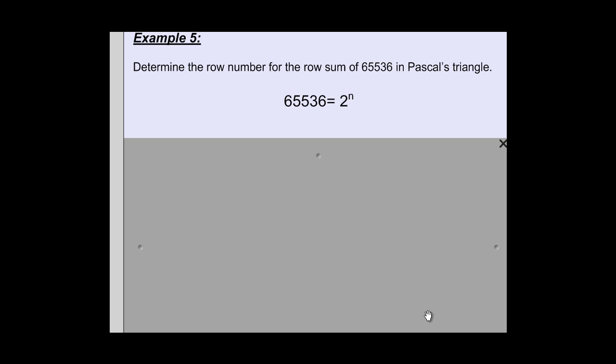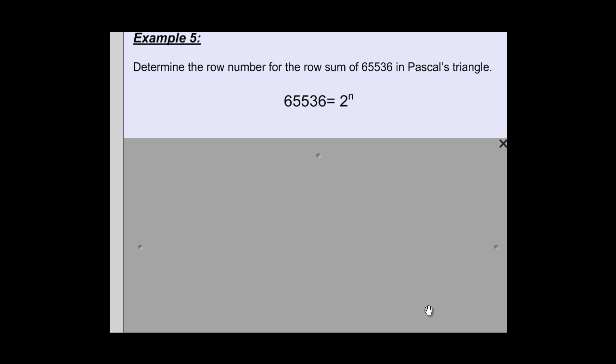Okay, last example we'll do. So let's determine the row number for the row sum of 65,536 in Pascal's triangle. You're going to need your sum formula. So the sum is 65,536, and that's equal to 2 to the n.